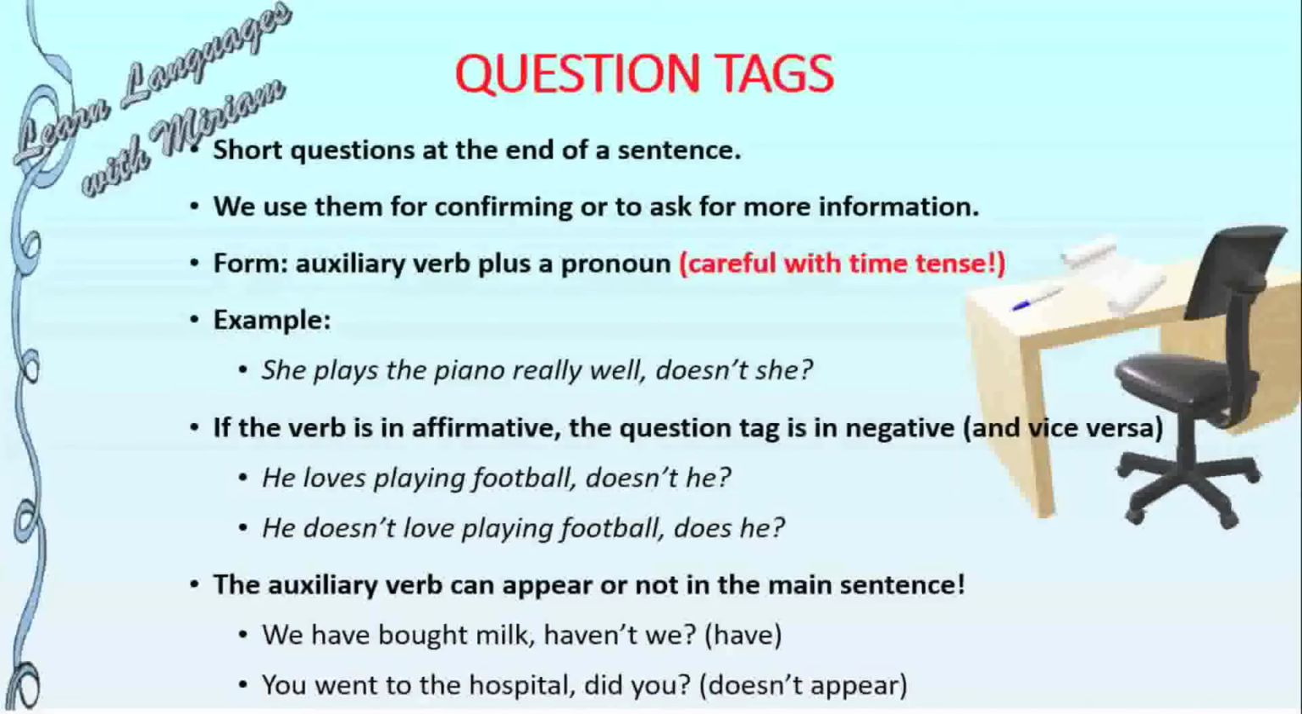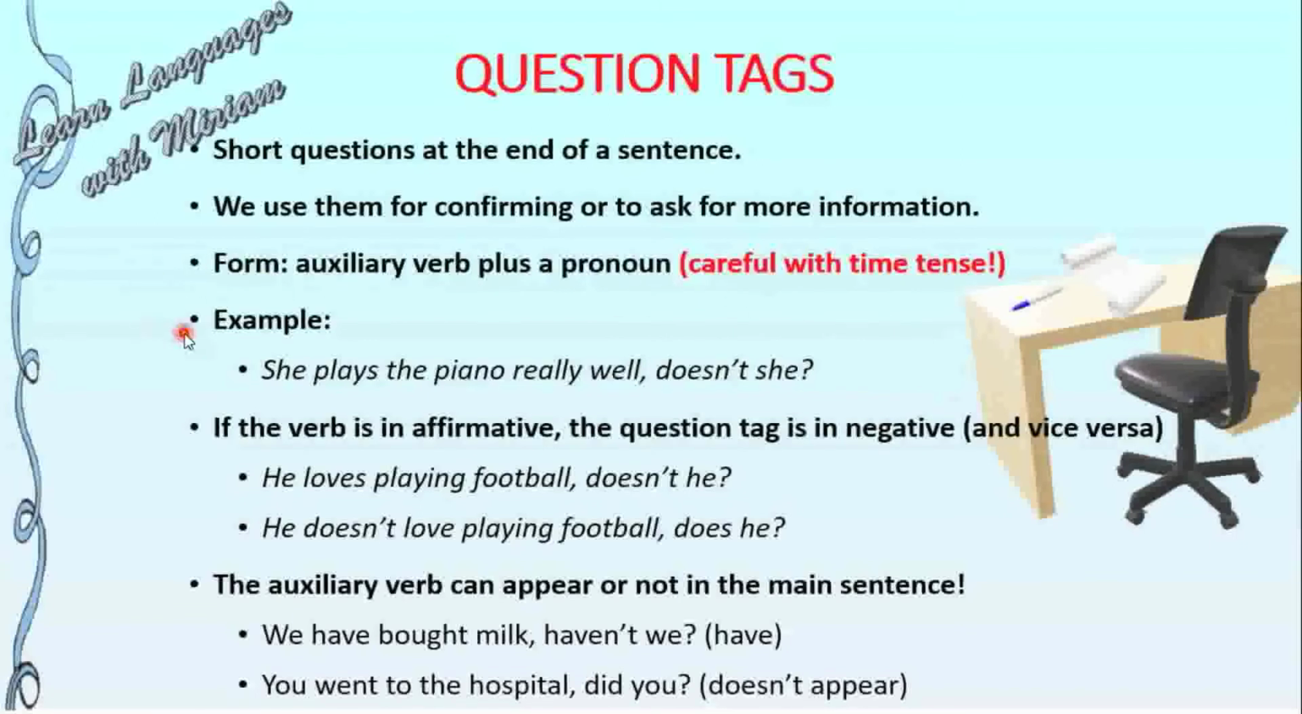So what are question tags? They are short questions at the end of a sentence. We use them for confirming or to ask for more information. How do we form them? We use the auxiliary verb of the main sentence plus a pronoun. Be careful with the tense.